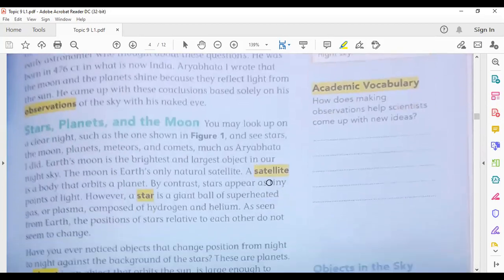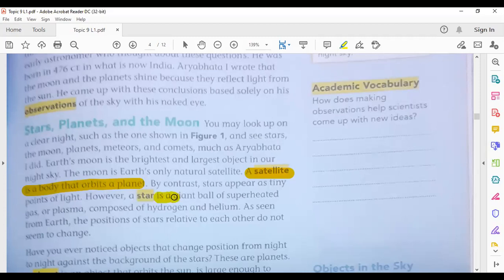Okay, now a satellite is a body that orbits a planet. Like Earth's moon, our moon is a satellite because it orbits Earth. So a satellite must orbit a planet. For example, Mars has 2 moons. Earth has 1 moon. These moons are called satellites because they orbit the planet. Outer planets, as you know, like Jupiter, Saturn, Uranus, Neptune, have many moons.